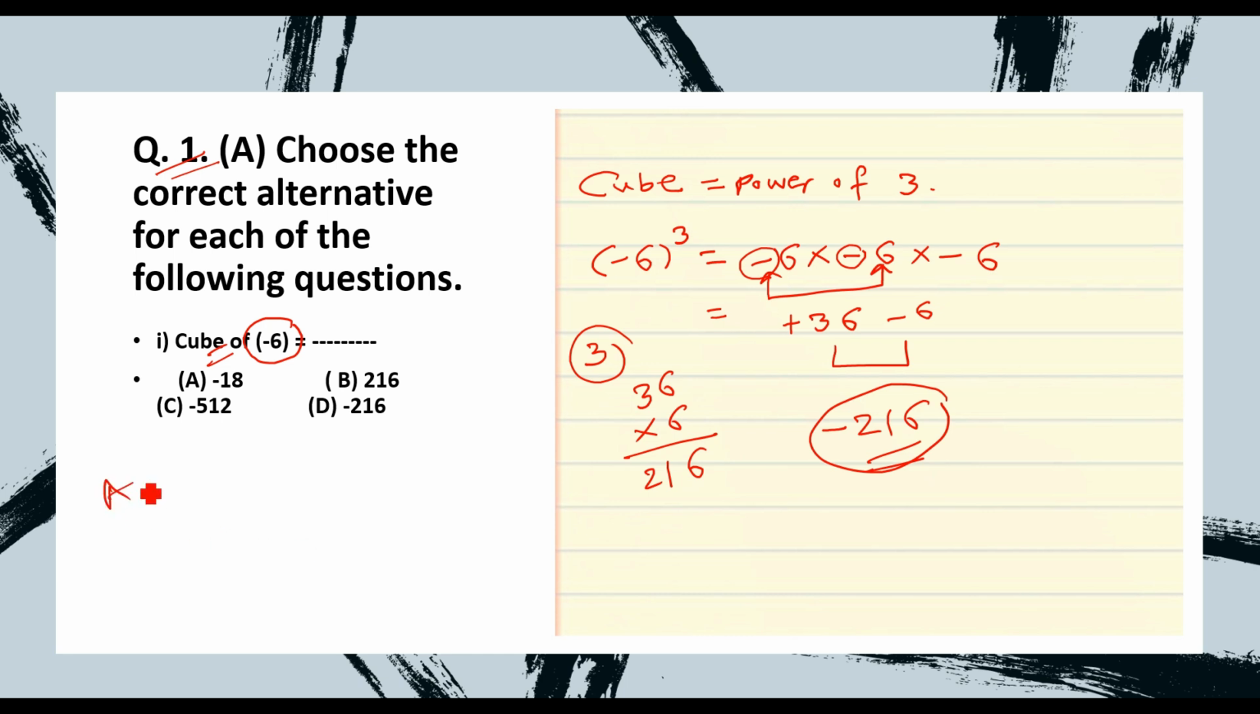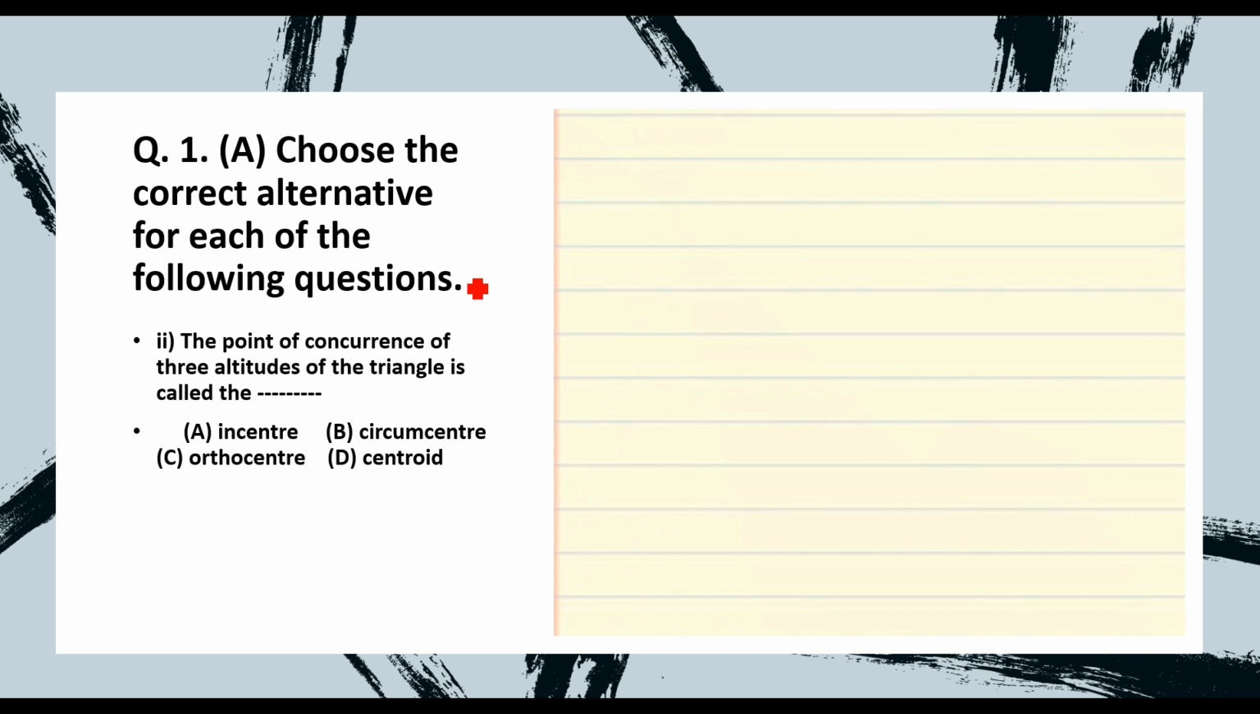Therefore your answer of this question is option D, that is minus 216. D is the correct option of the given question. Let us move to the second question.